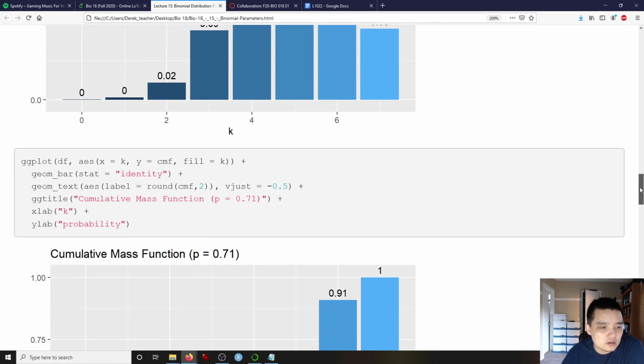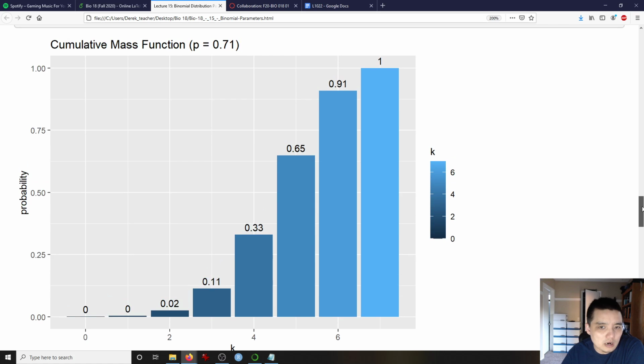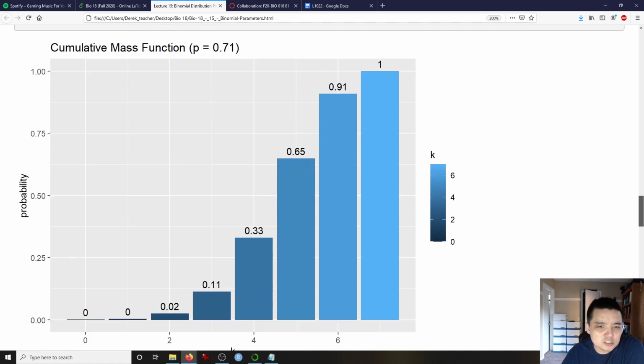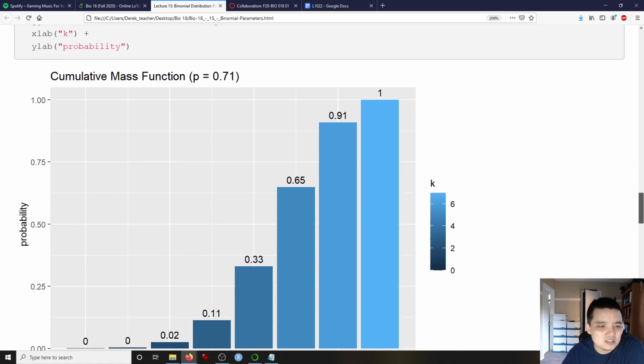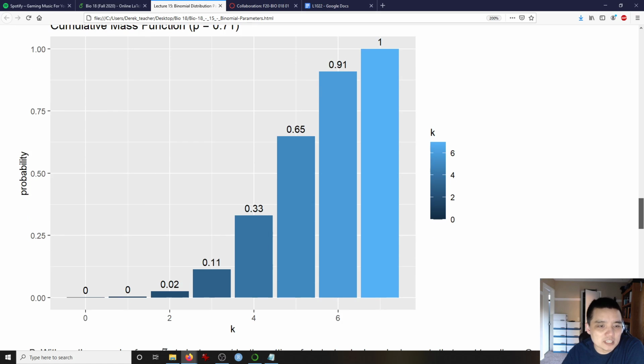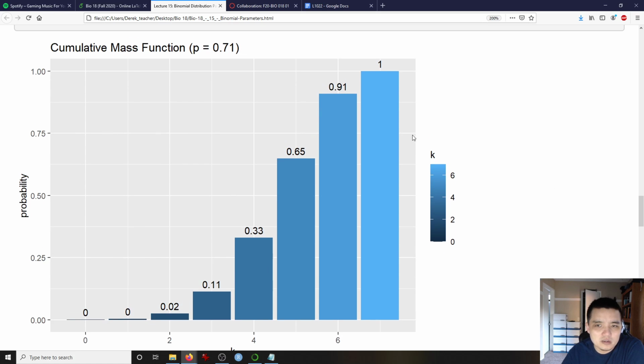Now, at some point, I want you to later reread these notes and try to figure out how these graphs are connected to each other. The second graph is called a cumulative mass function. And for one thing, you'll notice at the far right, all probabilities add up to 100%.